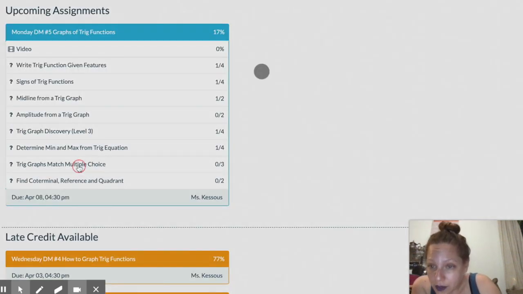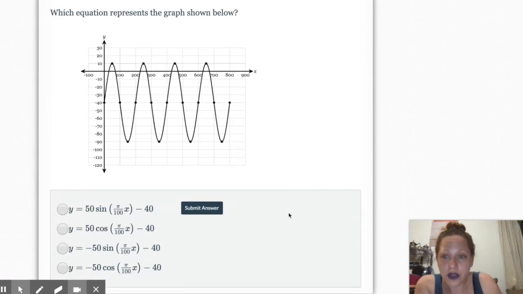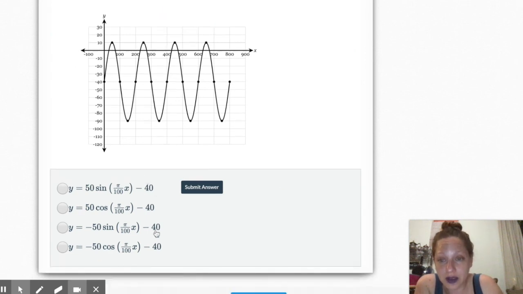Lastly, the multiple choice ones. There is a penalty. Do not just go through and click. You have to pay attention to 3 things. First thing is your midline. Here they're all the same and they're all at -40. Okay, so that doesn't help us.